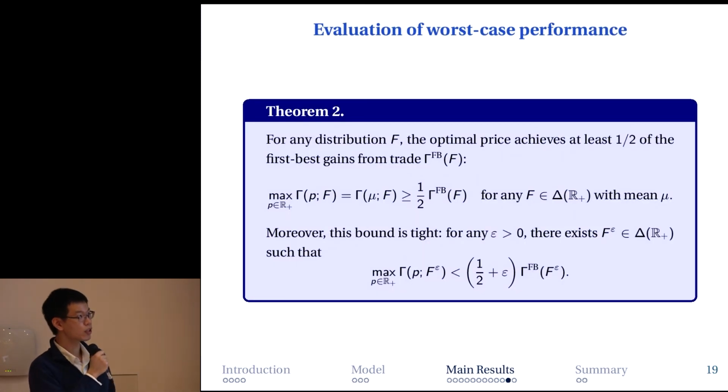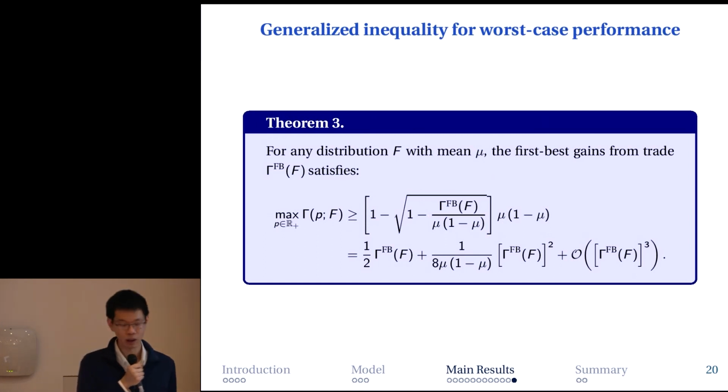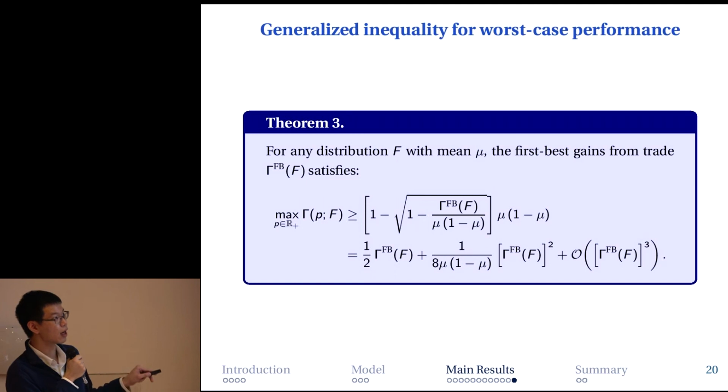Okay, so what I've described to you shows theorem 2, but in fact it also shows a stronger version. Here I've stated it as theorem 3. It says that the expected gains from trade under the optimal fixed price mechanism is bounded below by this product. This product consists of a factor that depends on the first best gains from trade, as well as mu, which is the mean of the distribution, and 1 minus mu.